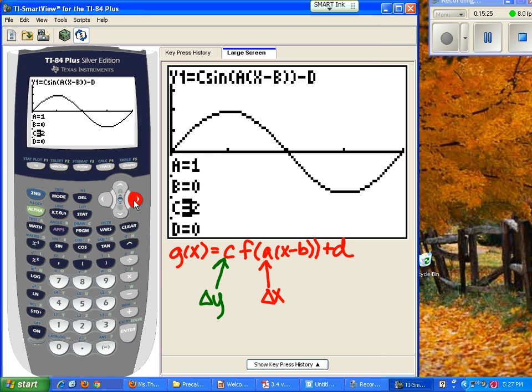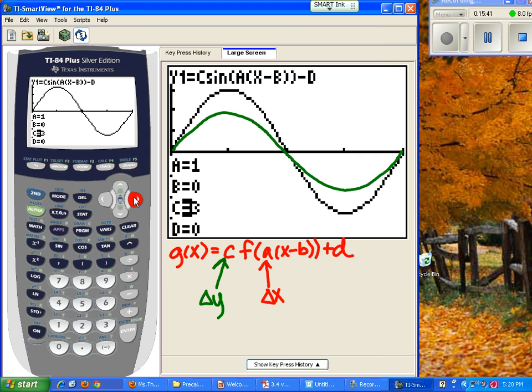So the larger I get, notice that if I do a C value of 2, I get this graph that's right here. So what did we do from our parent graph? If I go back, we stretched it up by a value of 2. If I do 3, notice that I would get an even larger graph. So this one would be a vertical stretch by 3.